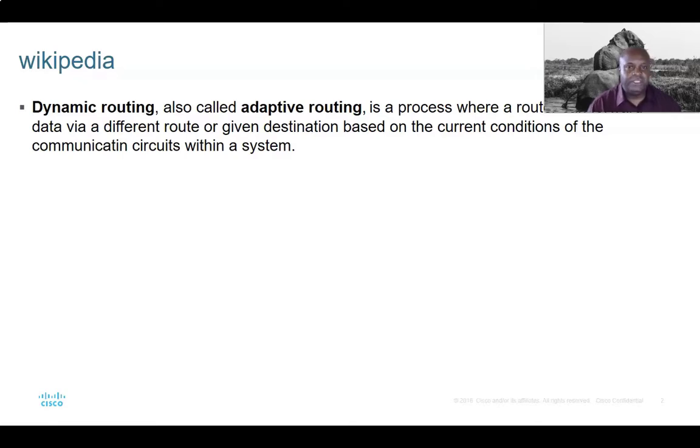So I wanted to lead with this out of Wikipedia. Dynamic routing, also called adaptive routing, is a process where a router can forward data via a direct route. That's the understanding I want you to take from this. Don't complicate it. It's just one router automatically communicating to another router.